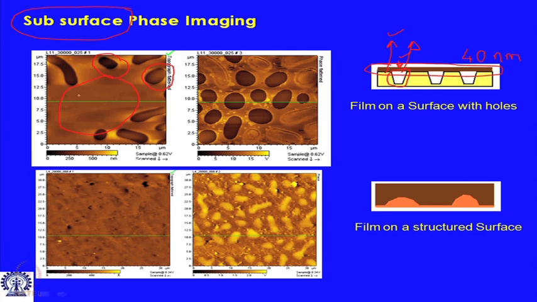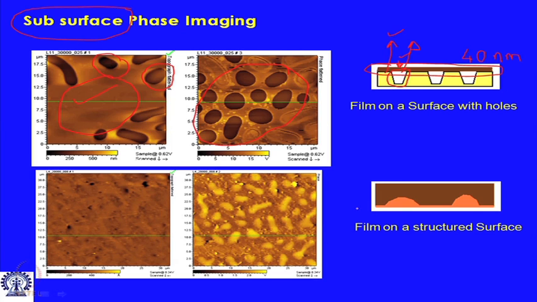So, this part of the film, topography shows that it is perfectly flat, there is nothing. In the phase contrast image you see that it beautifully shows the subsurface holes. So, this is one of the strengths of phase contrast imaging.